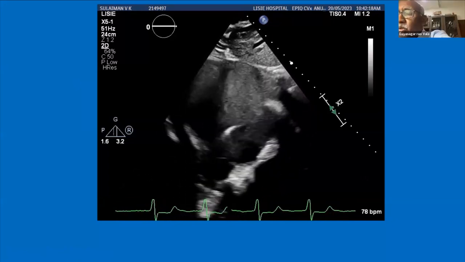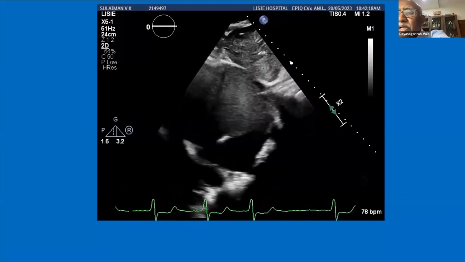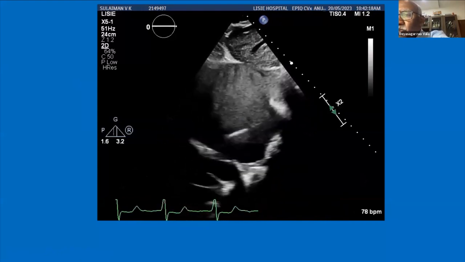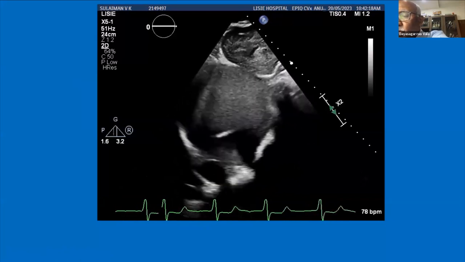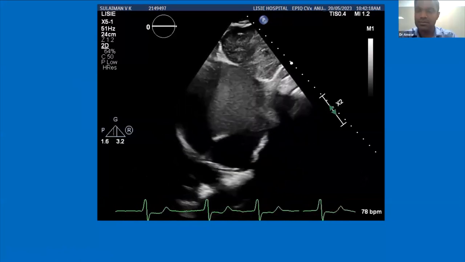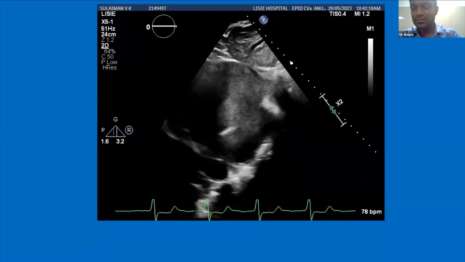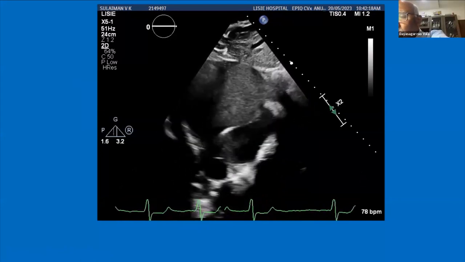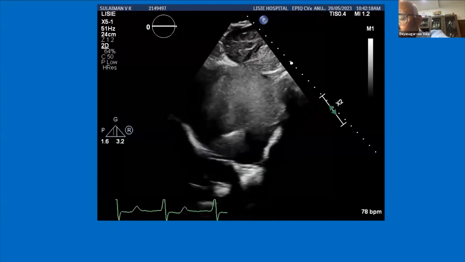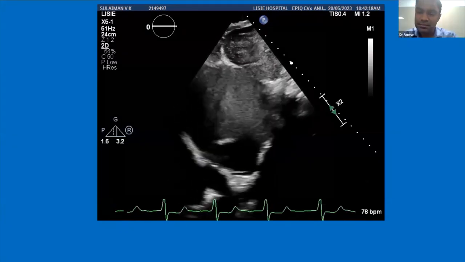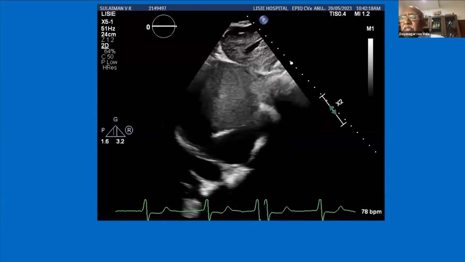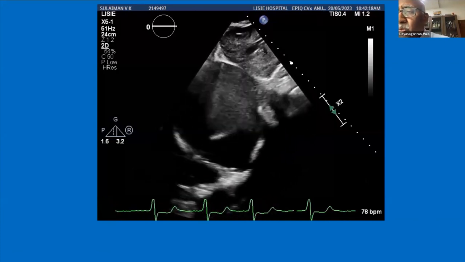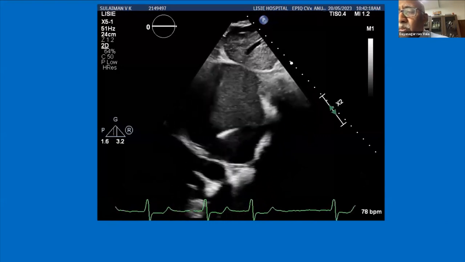We can. No, there is right to left shunting, because if I am not mistaken, the patient's oxygen saturation was 100% breathing room air. 97%. So is 97% normal or abnormal, according to you? Normal. So suppose you are suspecting severe PAH with right to left shunting, what else can you do to confirm it without doing the echo?